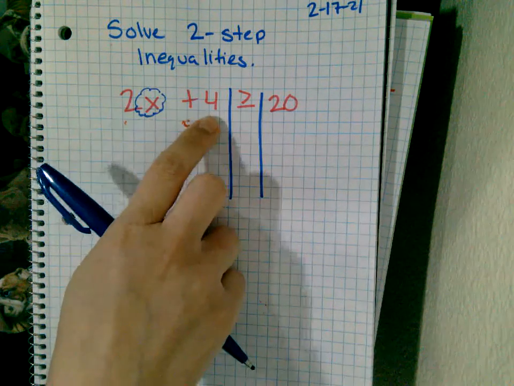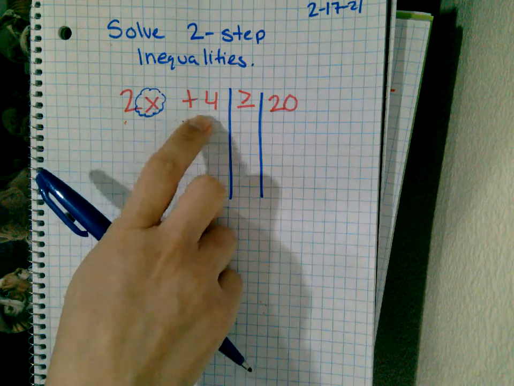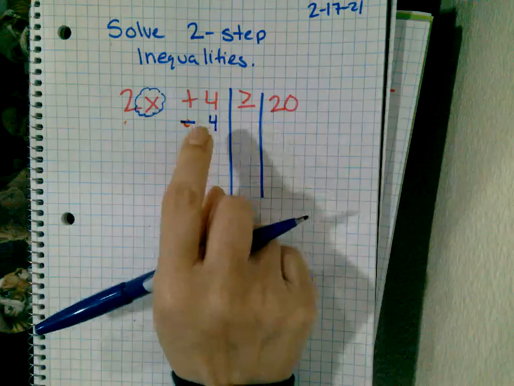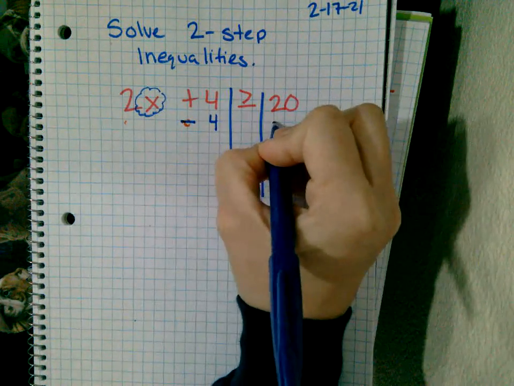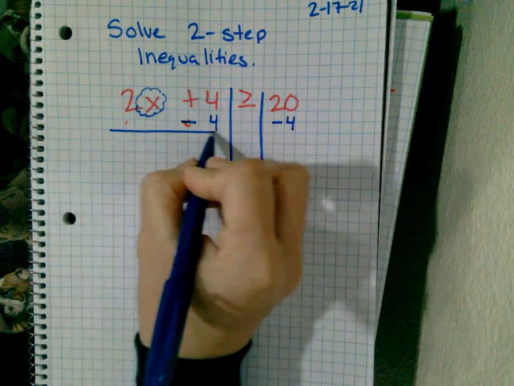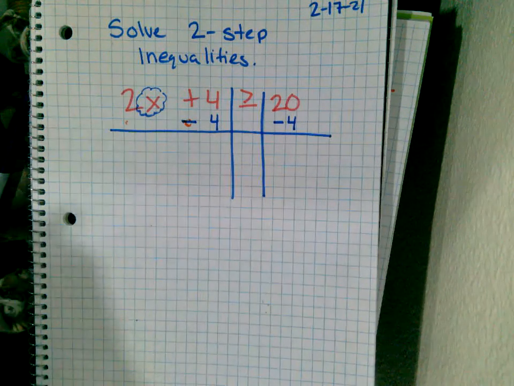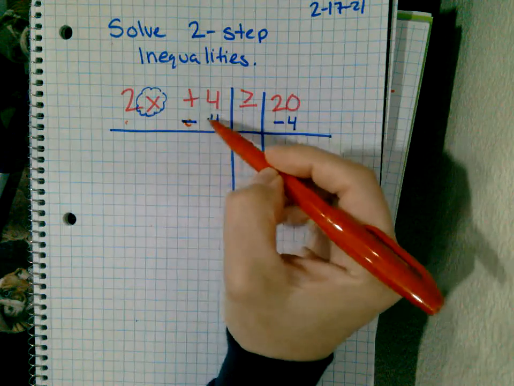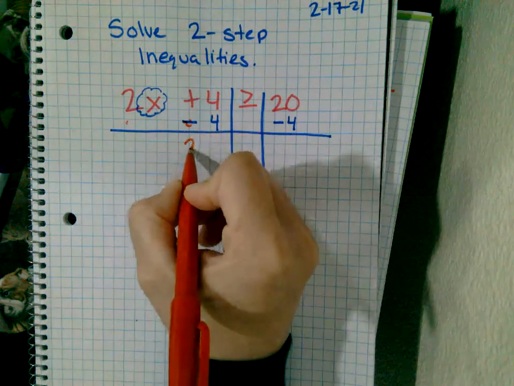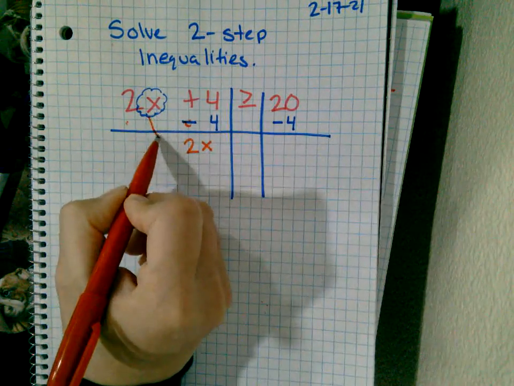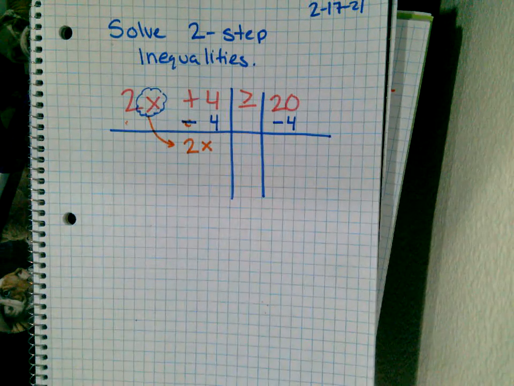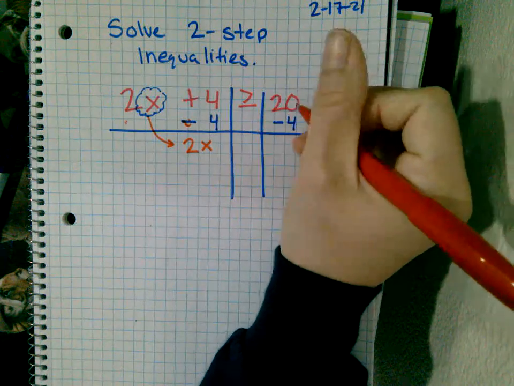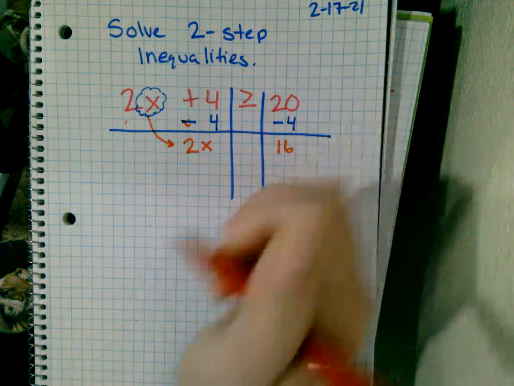Well, it says here plus 4. So the opposite of plus 4 is to do a minus 4. And whatever I do to one side, I have to do it to the other side. So I'm going to do minus 4 on this side. Why do I do that? Because if I do a minus 4, this gets eliminated, and all I'm left with is 2x. So I just bring this one down here. On this side, I have 20 minus 4, and I got to do the math on 20 minus 4. 20 minus 4 is 16.